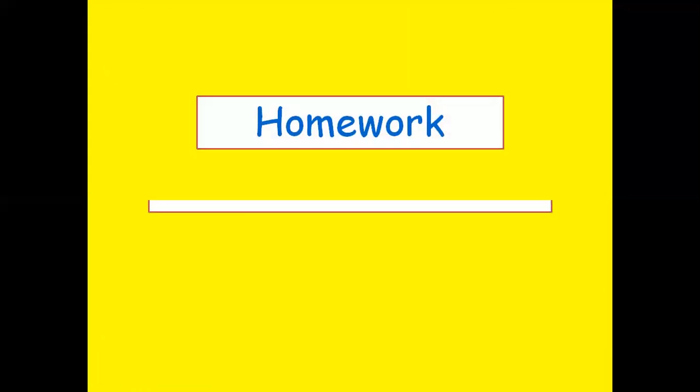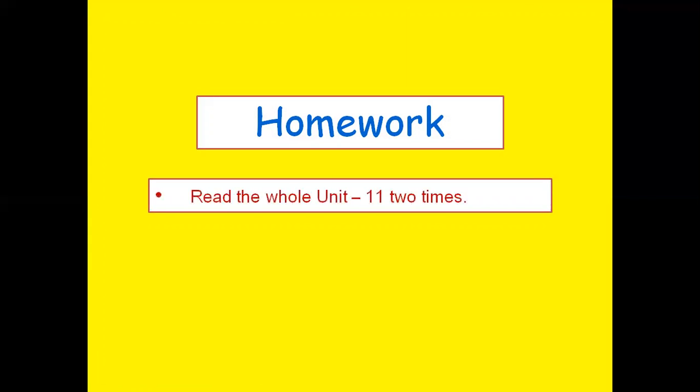And now what about the homework? Your homework is to read the whole unit number 11 two times and also try to understand, try to differentiate between the seasons: what happens in the spring, what happens in the summer, what happens in autumn, and what happens in winter. Now the current season is autumn, and after 1 month will come winter. So this is very easy for you.